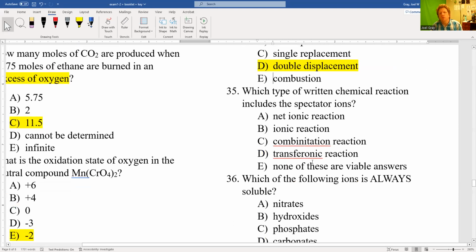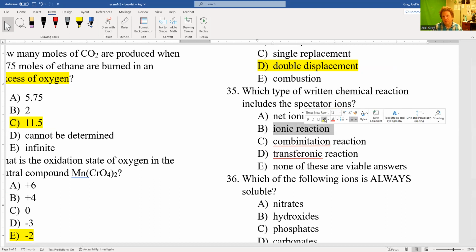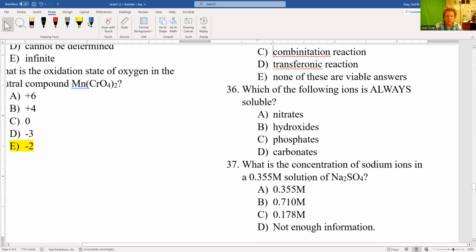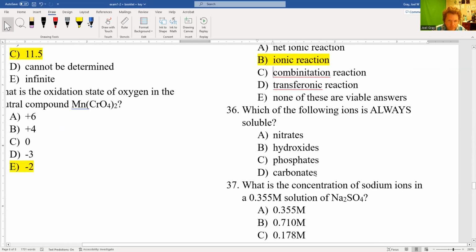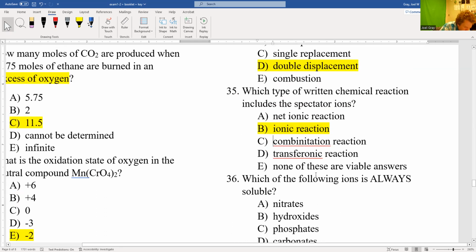Number 35. Which type of written chemical reaction includes spectator ions? Okay, so spectator ions are the ions that are not involved in what's known as a precipitation reaction. So we have a molecular reaction, an ionic reaction, and a net ionic reaction. So the one that includes our spectator ions is B, an ionic reaction. Number 36. 35 is B and 36.